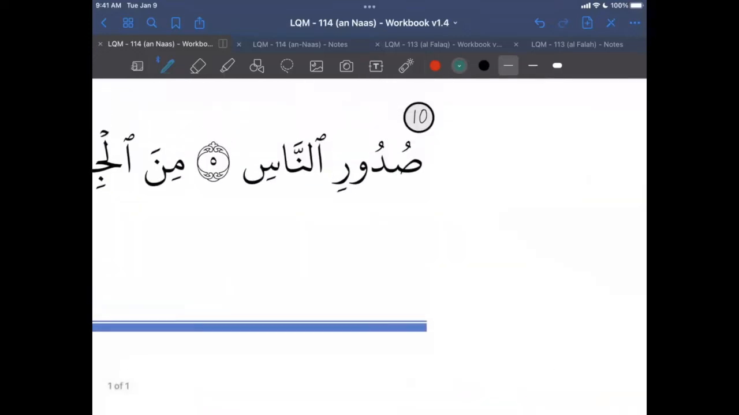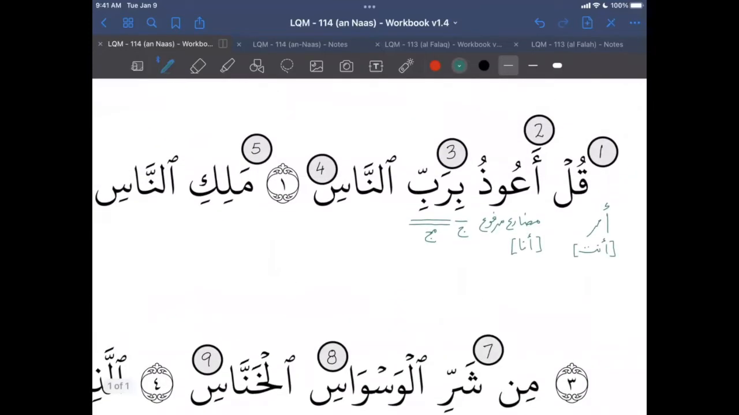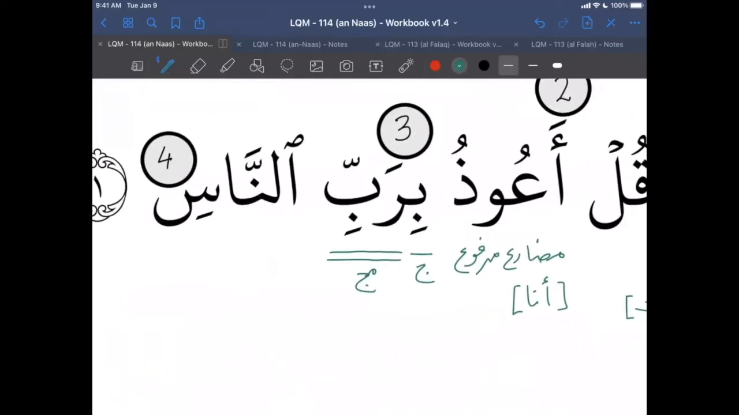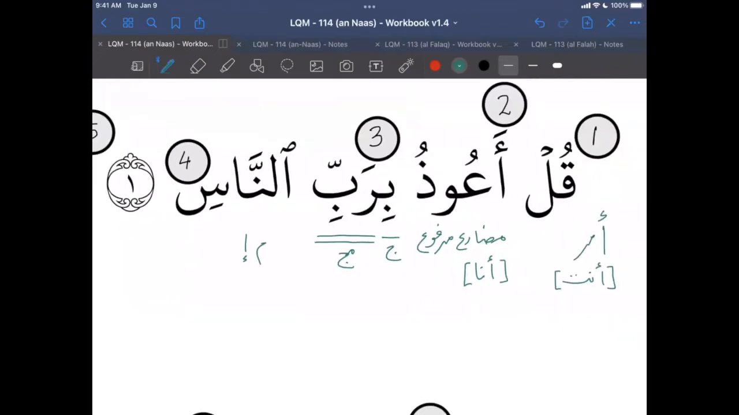Okay. So Jim and Meem, Jim is a common abbreviation which I used to refer to jar wa majroor. Jar being harfu jar, which is B in this case, and Rabbi is ism majroor and alamatu jarrihi kasratun ala akhirihi. The end of it has a kasra. And then Rabbi is also mudaf and An-Nas is mudaf ilayhi. And then we also talked about the A'udhu birabbin nas. That is what is to be said.